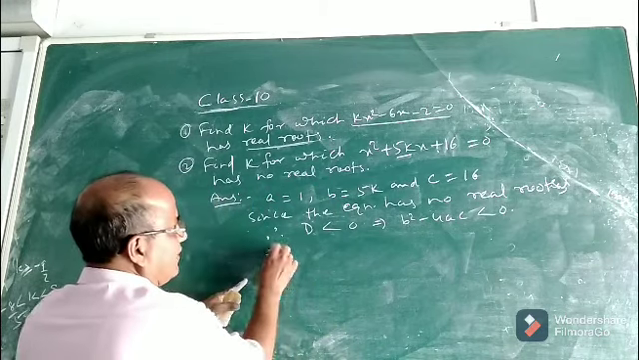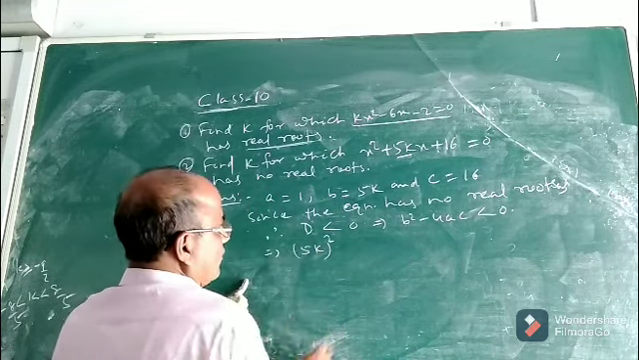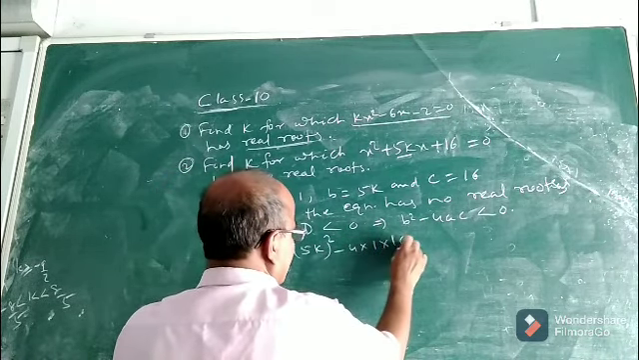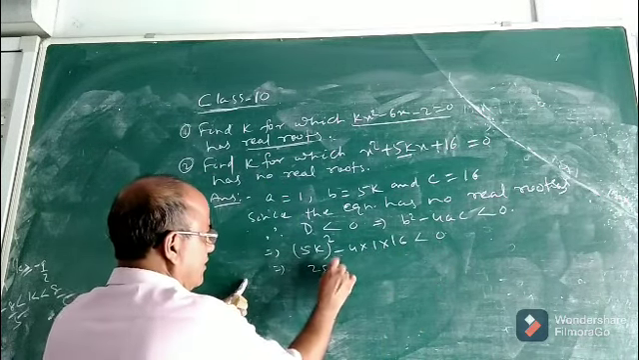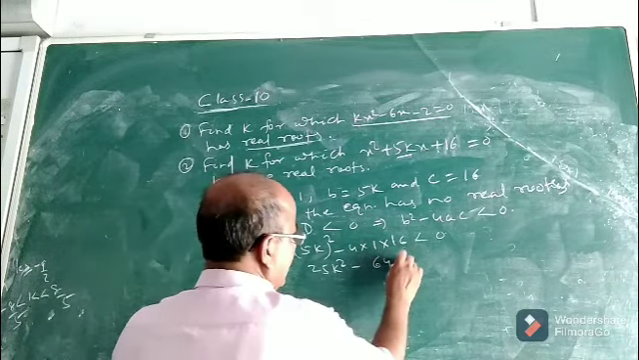Now put the value of b. b is 5k. So (5k) whole square minus 4 into 1 into c, which is 16, is less than 0. So it is 25k square minus 64, less than 0.